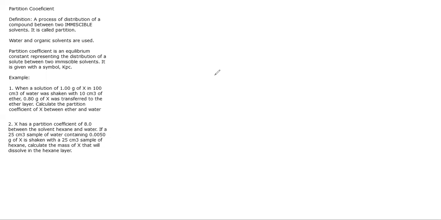Okay, so for example, I have a diagram that looks like this. Let's say I have a solution X, and I dissolve solution X in ether. So it is in ether.